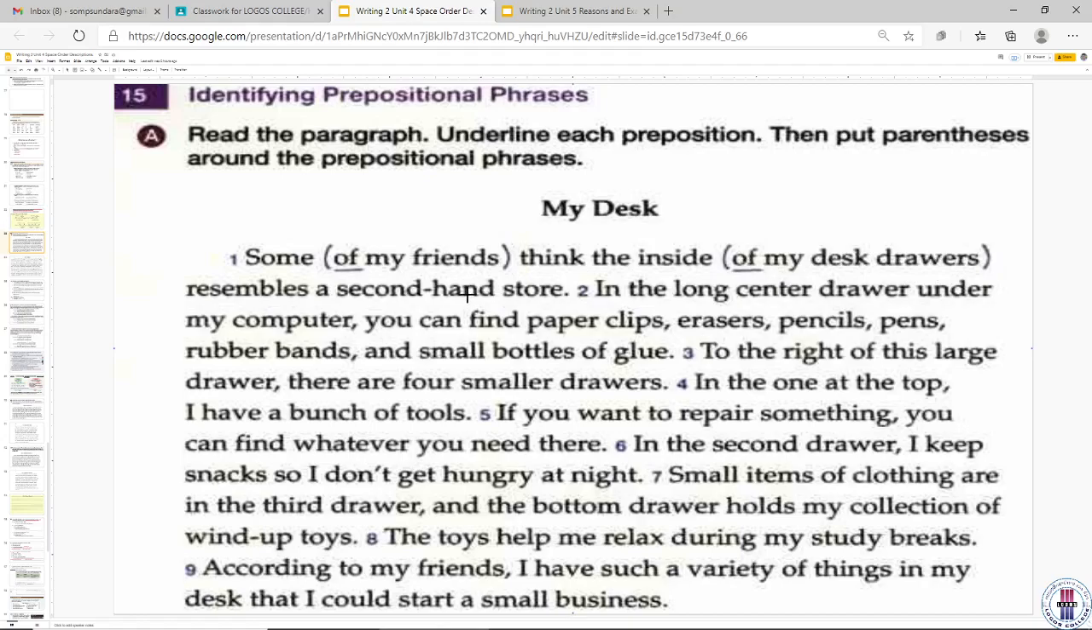Resembles a second-hand store. In the long center drawer under my computer, you can find paper clips, erasers, pencils, pens, rubber bands, and small bottles of glue. So let's find the first preposition, and it's in.